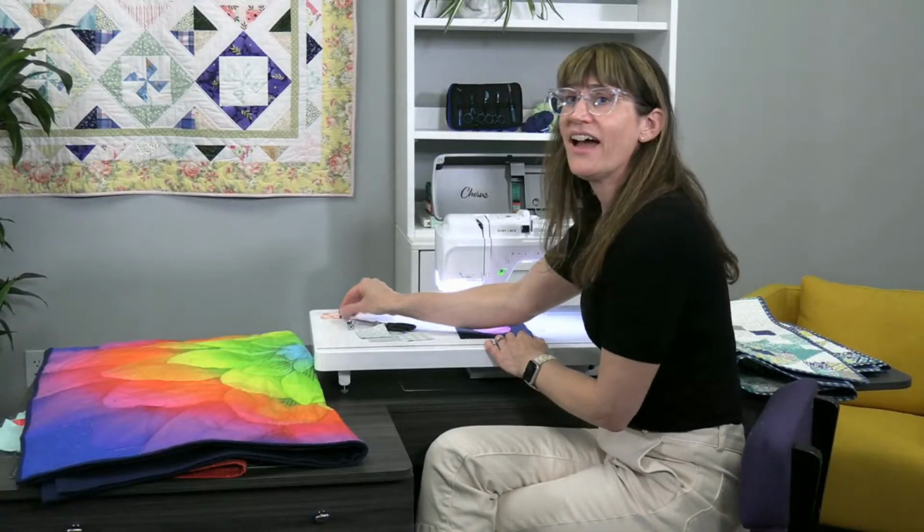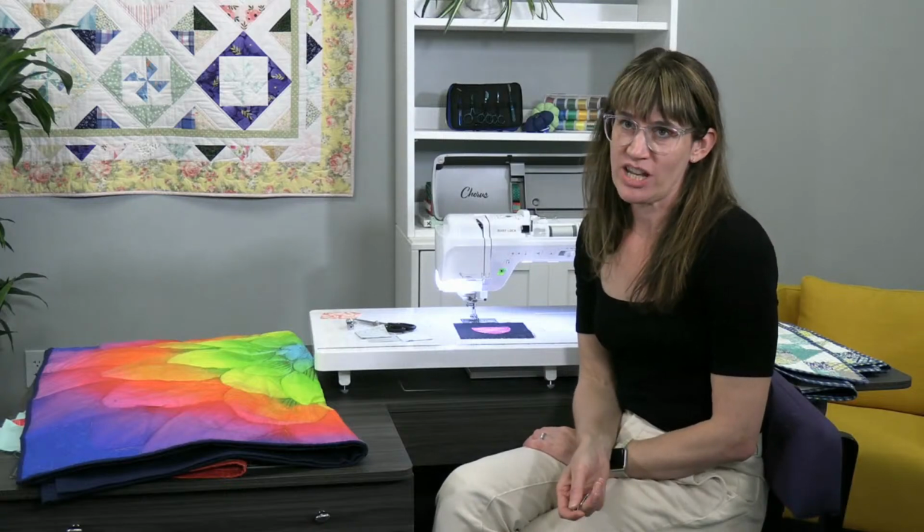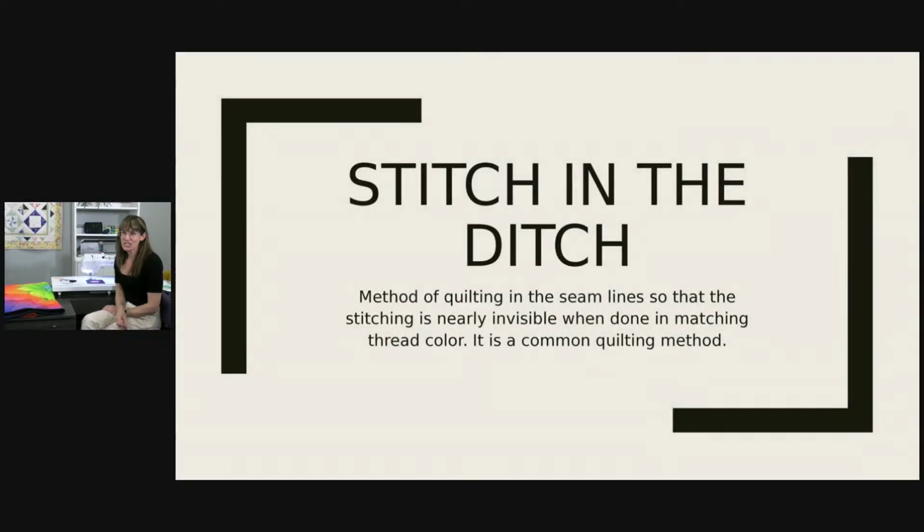So the next quilting technique is not free motion, we just did free motion. It is stitch in the ditch. This method is sewing lines in the seam line so that the stitching is nearly invisible when it's done. You usually do it in a matching thread color, and this is a super common quilting method because it's easy, honestly, and particularly when you have a foot like this.